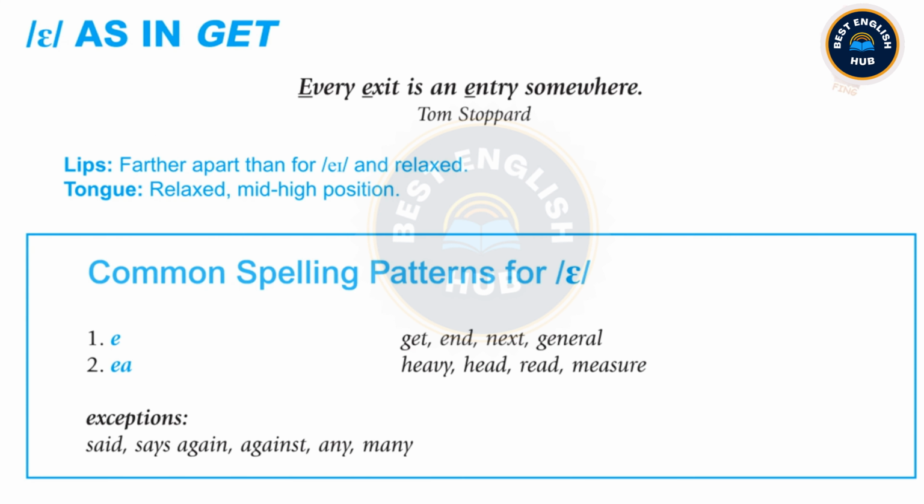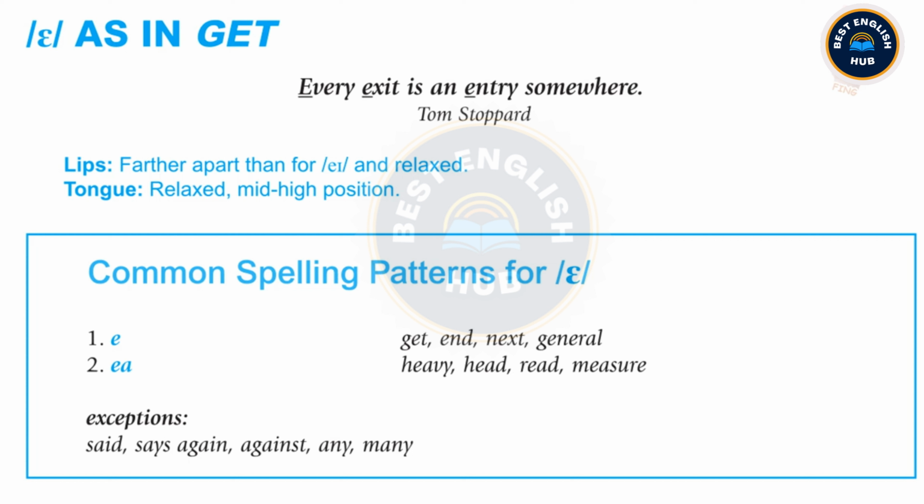E as in get. The lips are farther apart than for the A, and the lips are relaxed. The tongue is also relaxed and in the mid-high position. The common spelling patterns for this sound are the letter E, as in get, end, next, general, and the letters EA, as in heavy, head, read, and measure.